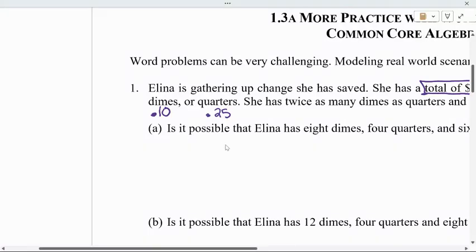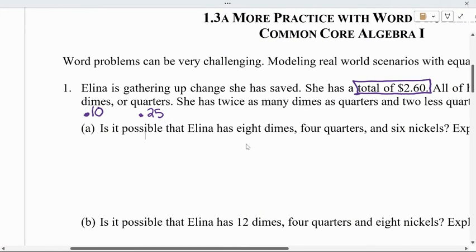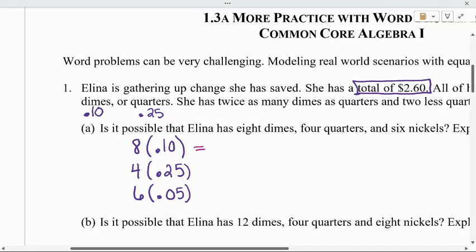Okay. So question A says, is it possible that Alina has 8 dimes, 4 quarters, and 6 nickels? Explain. So 8 dimes looks like this. 4 quarters looks like this. And how many nickels does it say? 6. And 6 nickels. So how much money is 8 dimes worth? 80 cents.